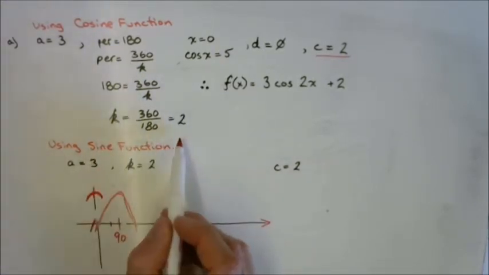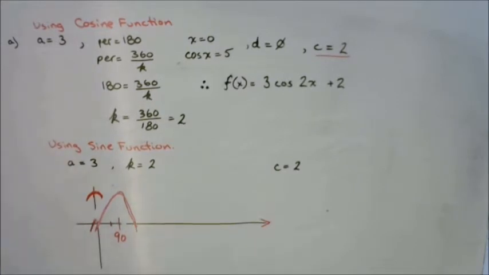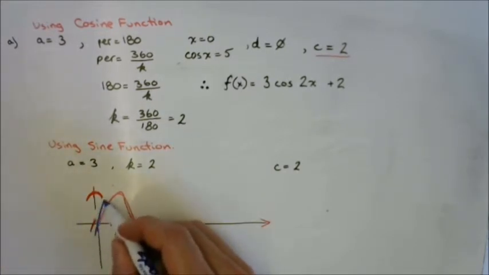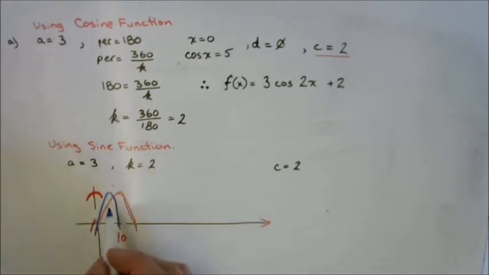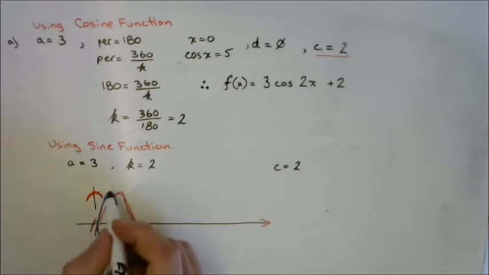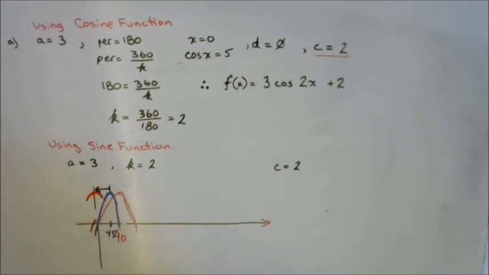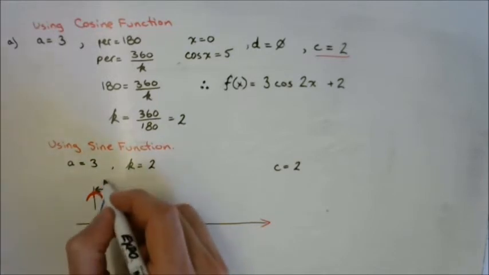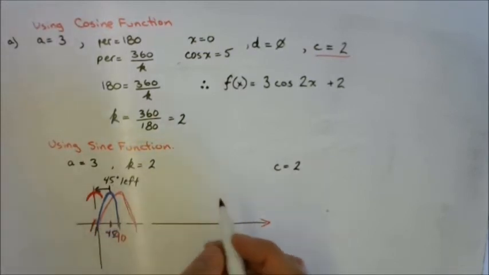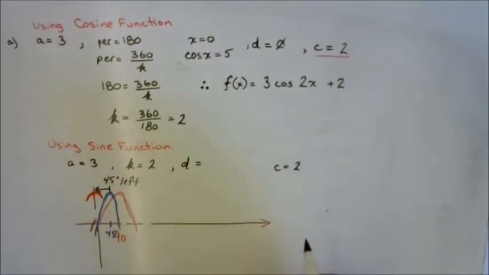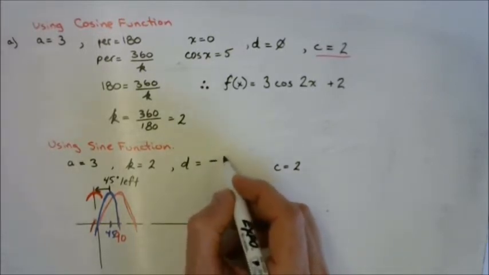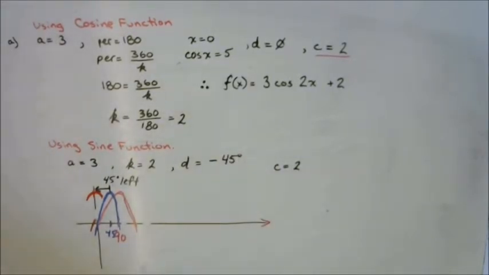Then, because k is 2, we're squishing it all. So it's actually going to hit at 45. And we don't actually want it to hit at 45. We want it to hit at 0. There we go. That's better. Now you should know how far we have to move it. 45 degrees. We have to move it 45 degrees, left or right, which makes D negative 45. Okay?